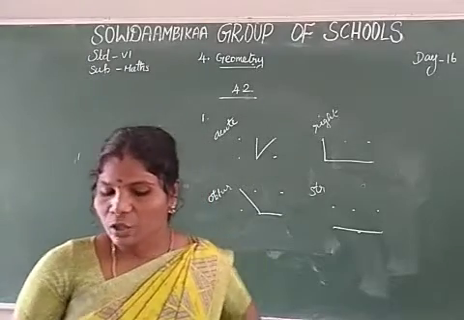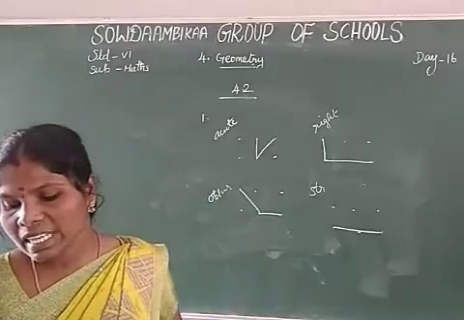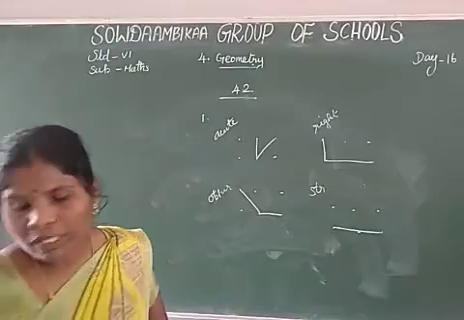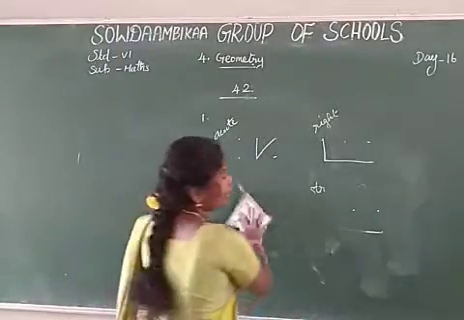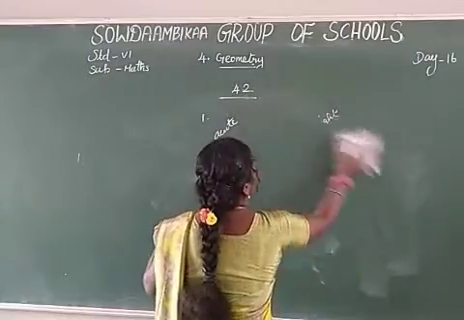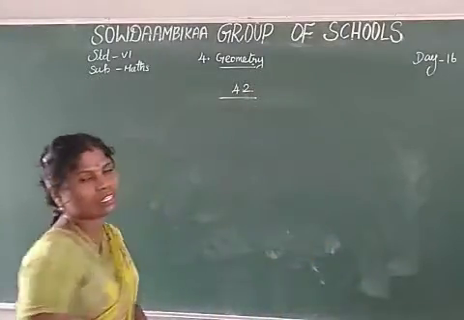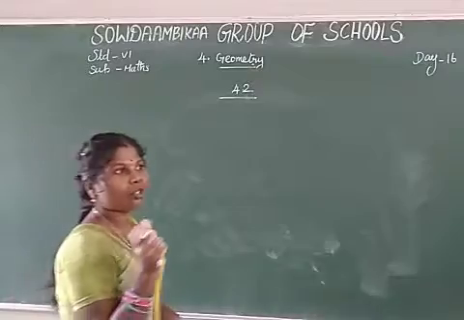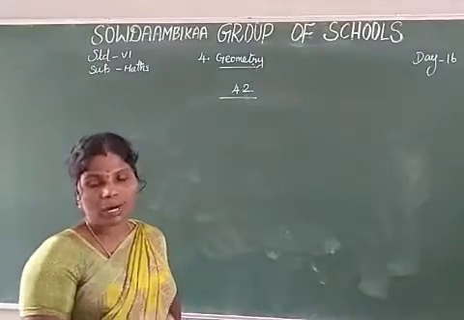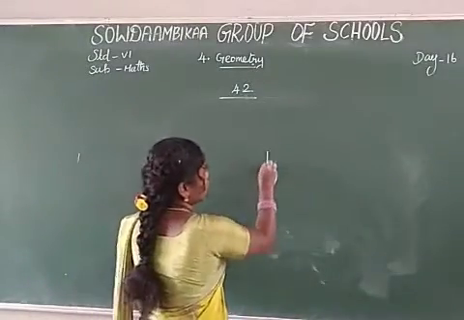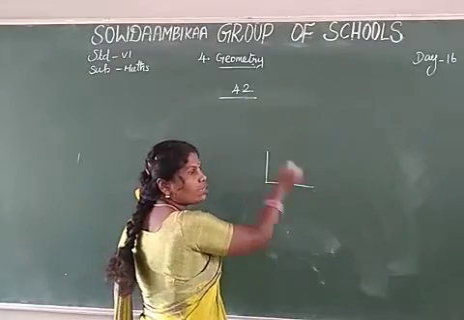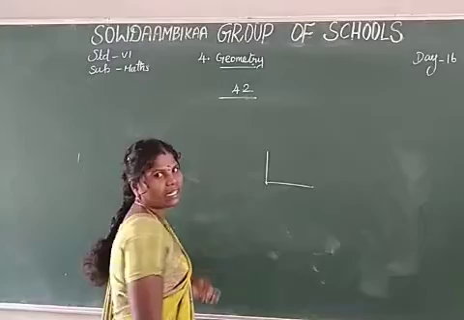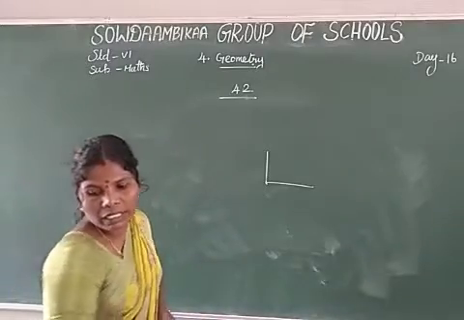Next, second question: name the vertex and sides of each angle. How many angles are given? 4 angles are given. You write the name, sides and the vertex also. Vertex means the point where the two sides meet. This is the vertex. This is one side. This is another side. The point where the two sides meet is called the vertex. Okay. The first one, EDF.